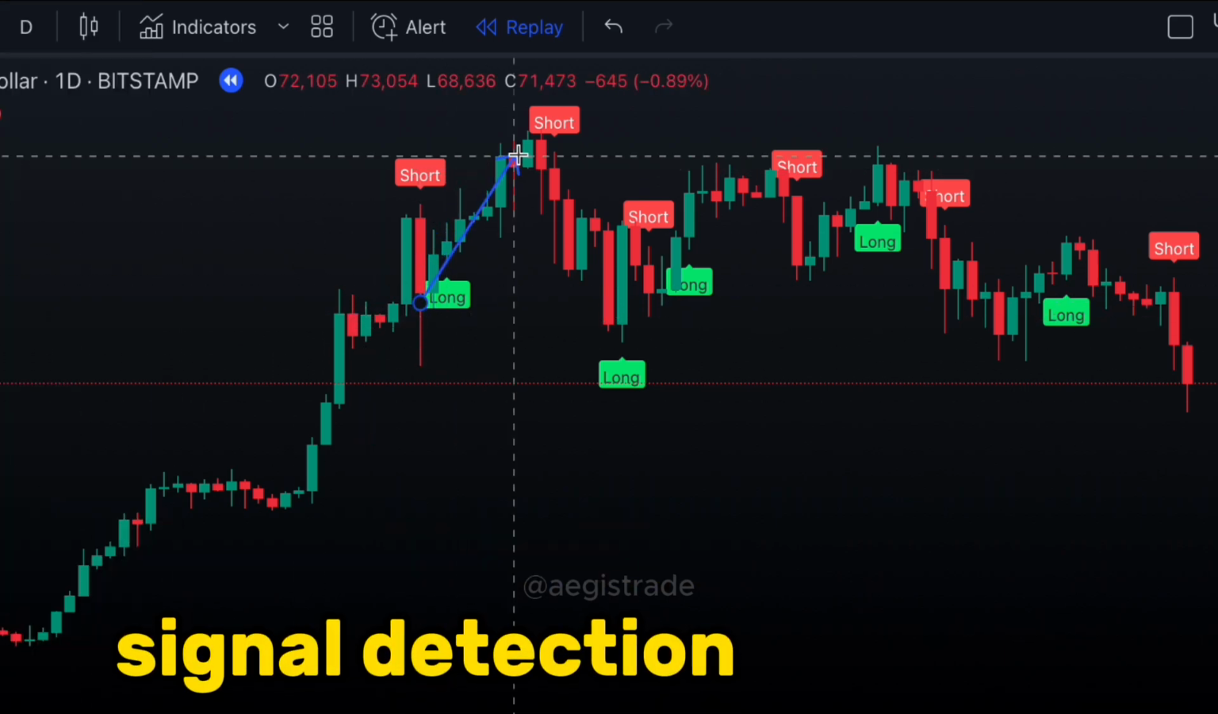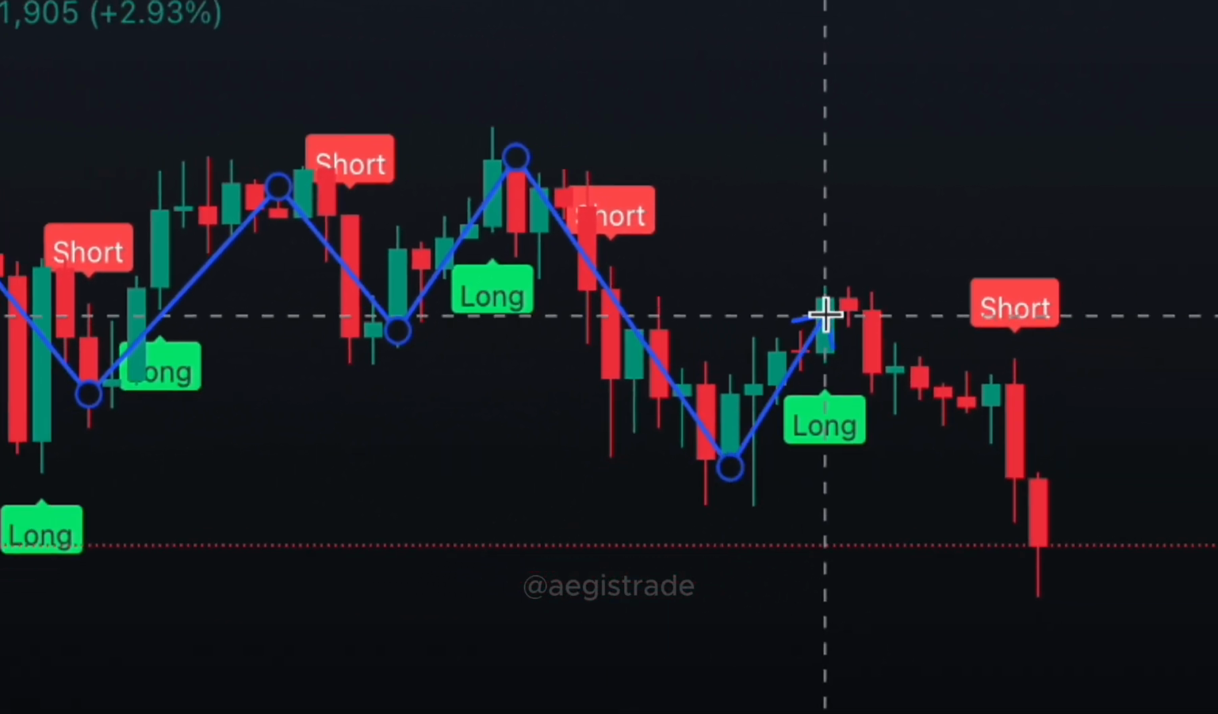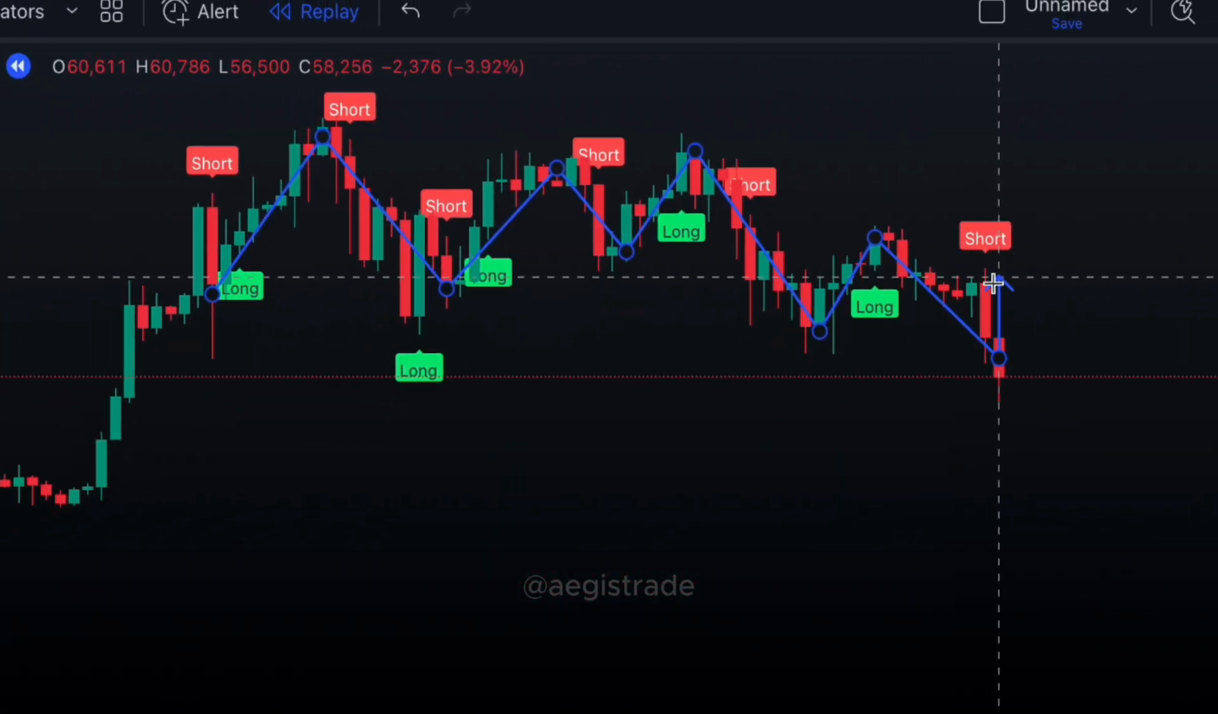Make sure that you backtest each indicator first before starting any trade. Try out each of the settings and find the best one that suits your trading strategy.